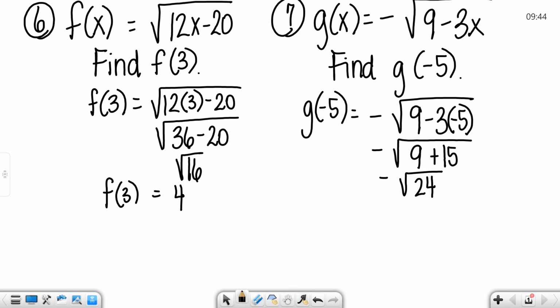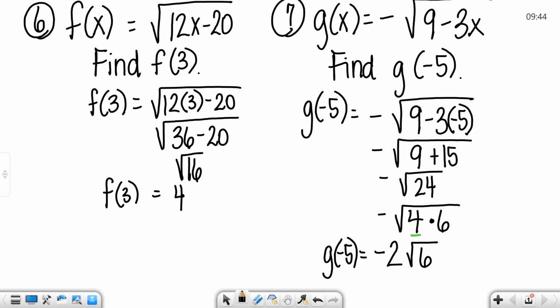And then I want to simplify that radical. Now here's how I would simplify. I need to think of two numbers that multiply to give me 24. And I want one of those to be a perfect square. Notice this 4 is a perfect square. So the square root of 4 is 2. It comes out with that negative. And the 6 stays inside. So the value of my function at -5 is -2 times the square root of 6. That's how we read that.